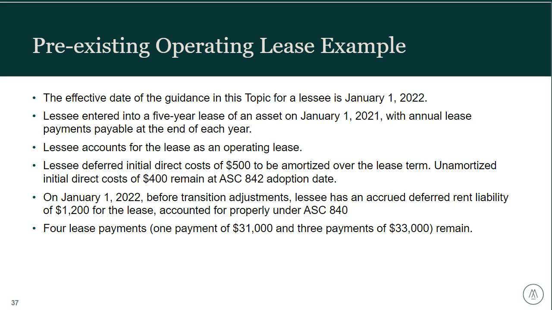The lessee has deferred initial direct costs of $500 that, under the old guidance, were generally amortized over the lease term. Unamortized of 400. So there's 400 of those left as of the date of implementation, which is that January 1st date. So you had things in the prior period under the prior leasing standard that we need to assess as well. Also, on January 1st, the lessee had an accrued deferred rent liability. When we did the straight lines of all of our rents, you would create this deferral account. So we had that deferred rent liability of $1,200 sitting on the balance sheet. So we have $400 of unamortized direct costs and $1,200 of this accrued deferred rent liability.